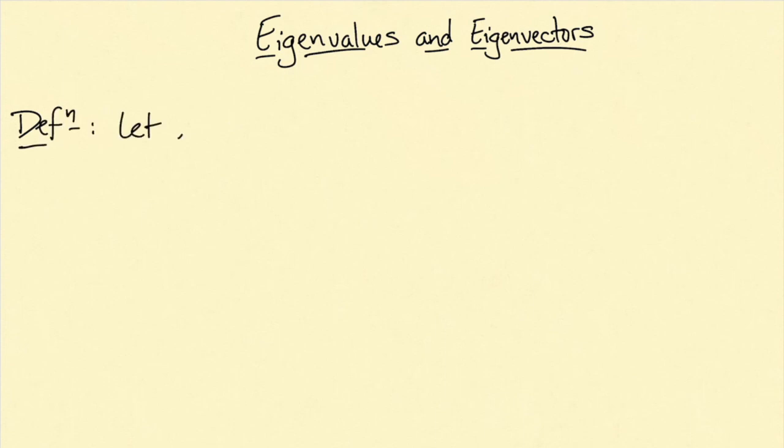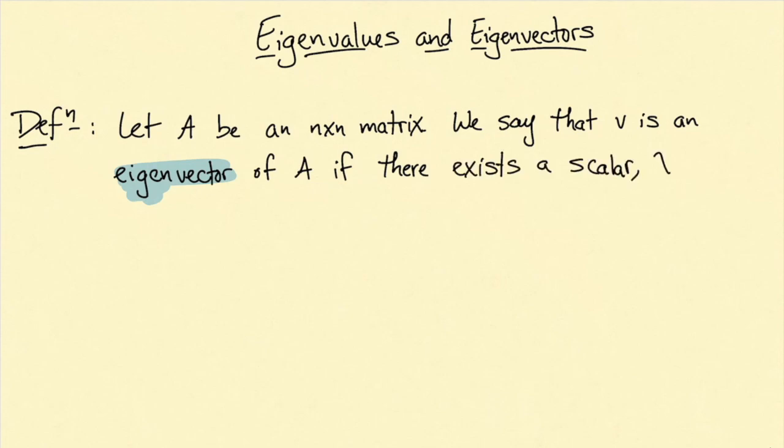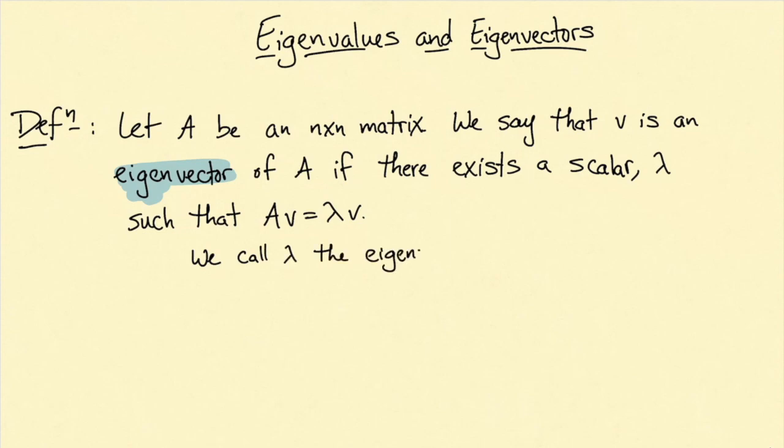We're going to start out with an n by n matrix, A. We say that v is an eigenvector of A if there exists a scalar lambda so that A times v is equal to lambda times v. We call the scalar the eigenvalue associated to the eigenvector v.